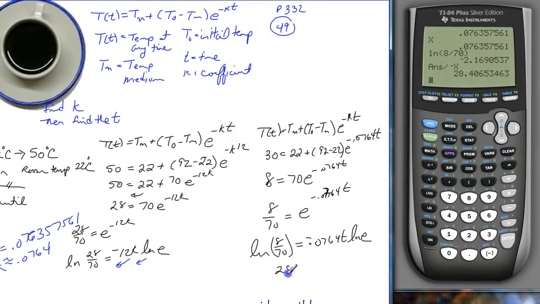So my answer is 28.4065346. Now if they don't tell us where to round to, it's 4 decimal places. But for this problem, we're going to round to the nearest hundredth. So I am telling you, we're going to go to 2 decimal places. So our final answer is, we're going to round this to 2 decimal places. T equals 28.41. And the time was given in minutes to start with, so it is in minutes.